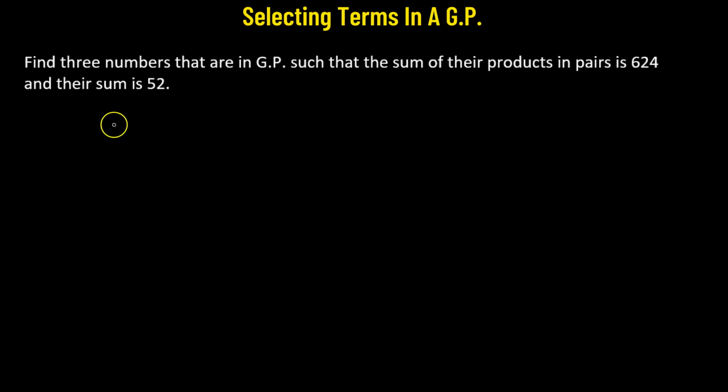We need to find three numbers that are in geometric progression such that the sum of the product in pairs is 624 and their sum is 52. So let's begin. We'll first consider the three numbers. Let these three numbers be a, a times r, and a times r squared. These three numbers are in a geometric progression.